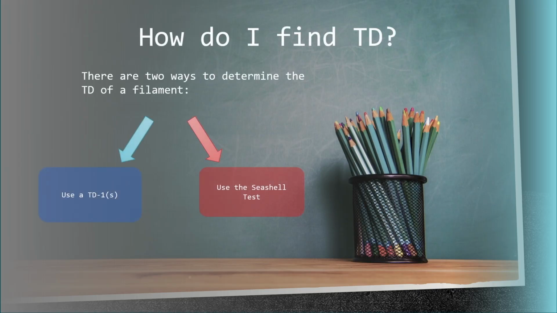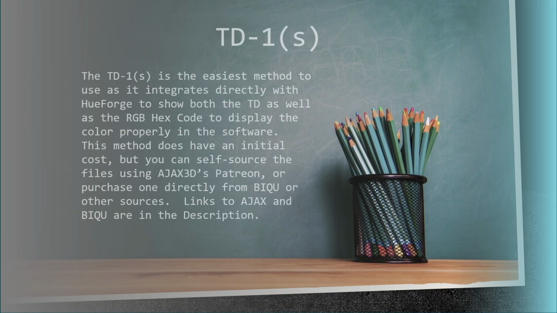Now, the big question is, how do I find the TD? There are two primary ways that we can determine the TD of a filament. We can either use the TD1 or TD1S for an automated method, or the Seashell test for a manual hands-on method. The TD1S is the easiest method to use as it integrates directly with Hueforge to show both the TD as well as the RGB hex code to display the color properly in the software.